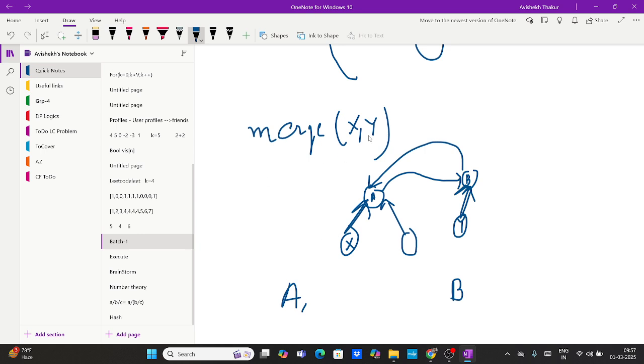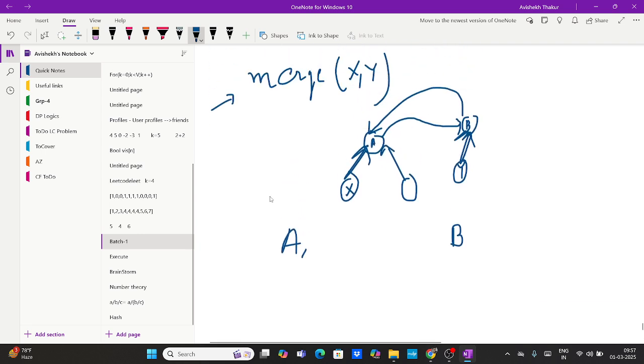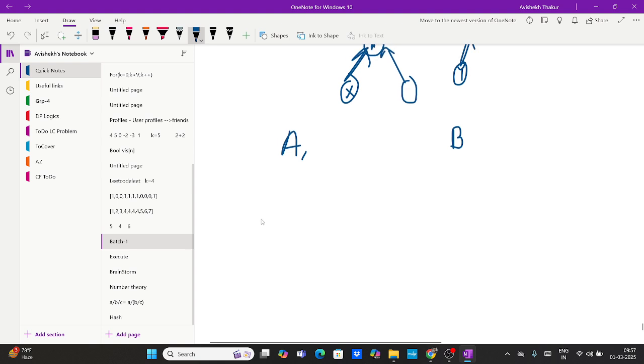Okay, so is merge of x comma y clear? Is the concept clear to everyone? Yeah, understood. Okay, nice.